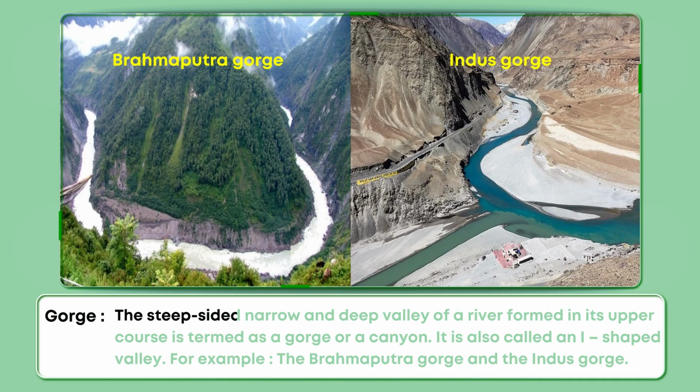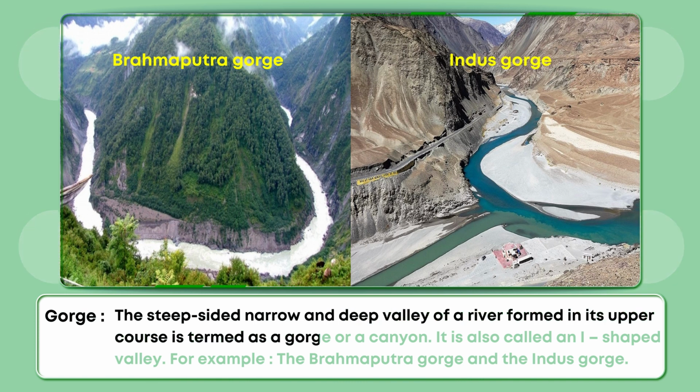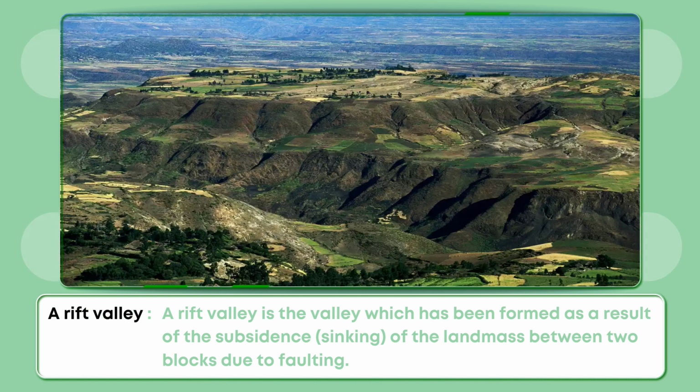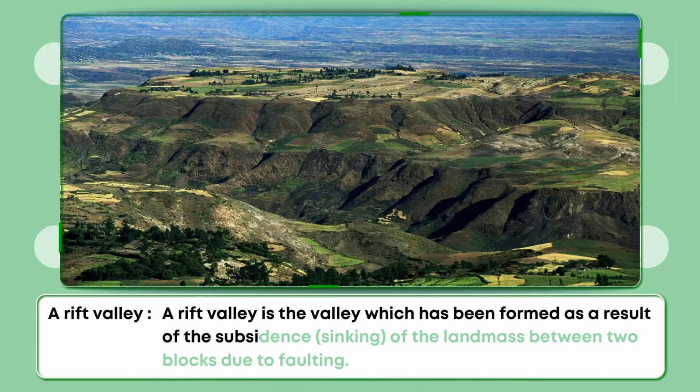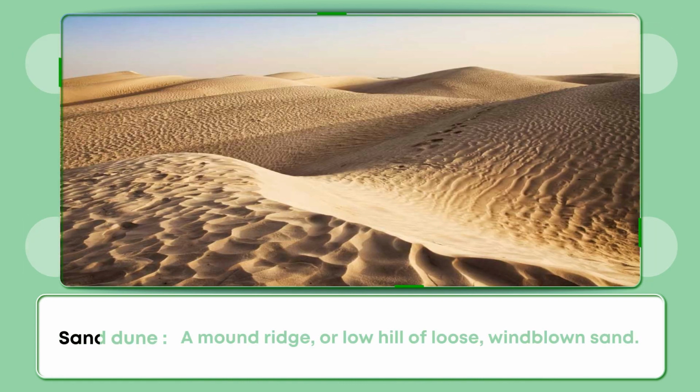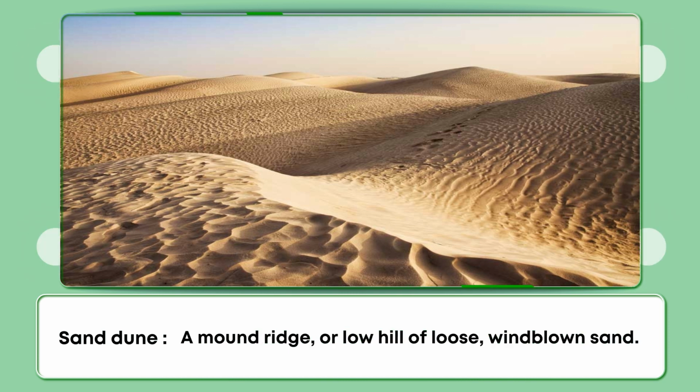Gorge. The steep-sided, narrow and deep valley of a river formed in its upper course is termed a gorge or a canyon. It is also called an eye-shaped valley. For example, the Brahmaputra Gorge and the Indus Gorge. A rift valley is a valley which has been formed as a result of the subsidence, sinking, of the landmass between two blocks due to faulting. Sand dune, a mound, ridge or low hill of loose, wind-blown sand.